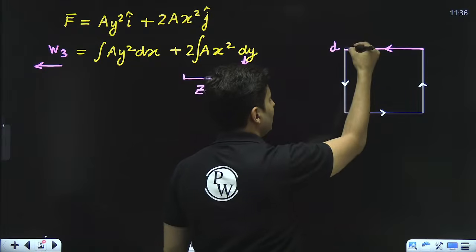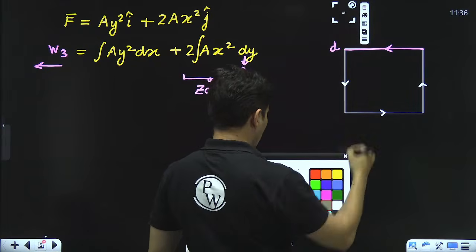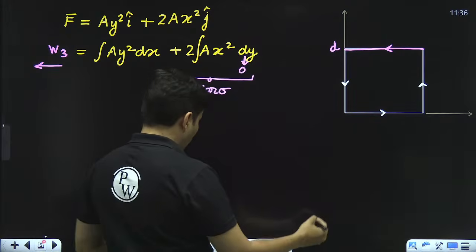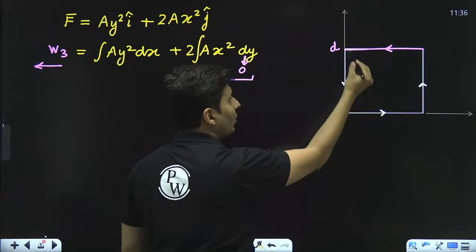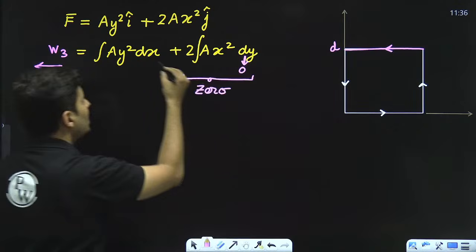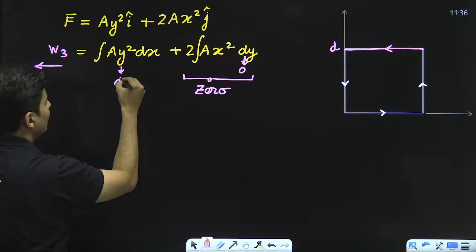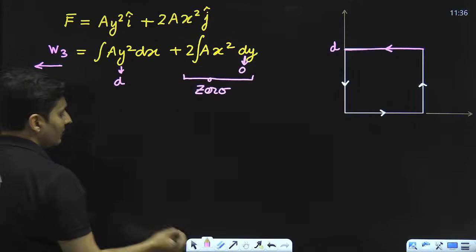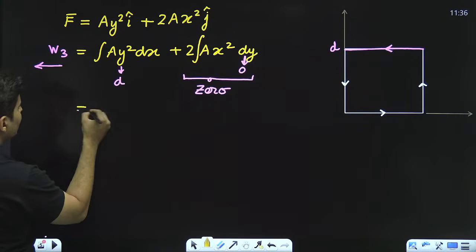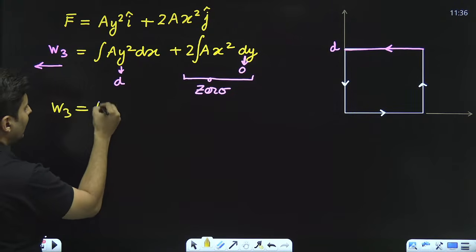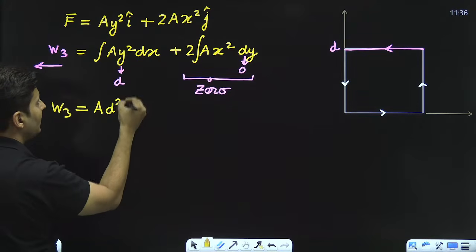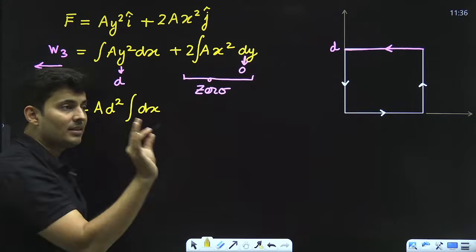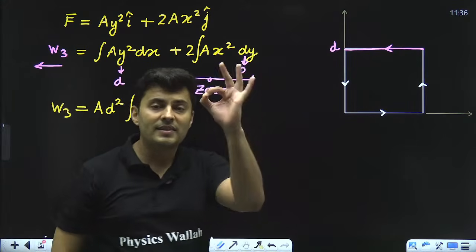Keep this in mind. This is your y axis. This is your x axis. So my y coordinate always happens to be d, and my x coordinate keeps on changing. So therefore, I can say this W3 will be, a is the constant, d is the constant, y square I will put as d square, integral of dx.